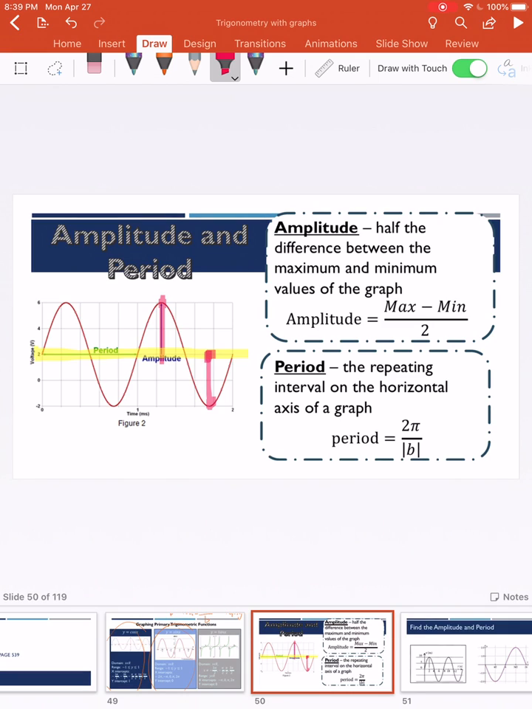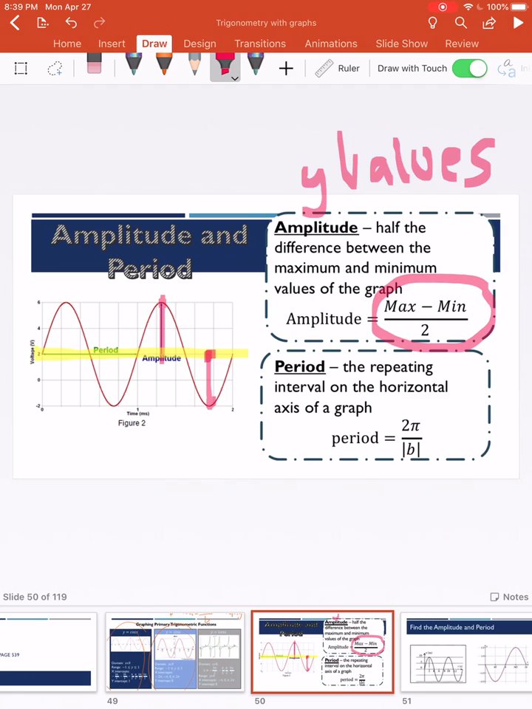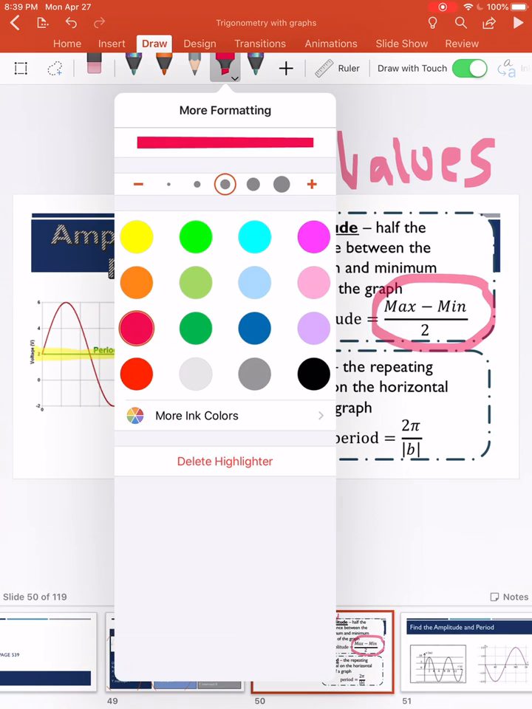The reason being is because our graph is symmetrical in nature. Another formula you can use, this is not on your formula sheet, but it can be helpful with some questions, is amplitude is equal to the maximum point on the graph minus the minimum divided by 2. And when you're using these formulas, you'll always be using the y values when you're plugging those numbers into the formula.